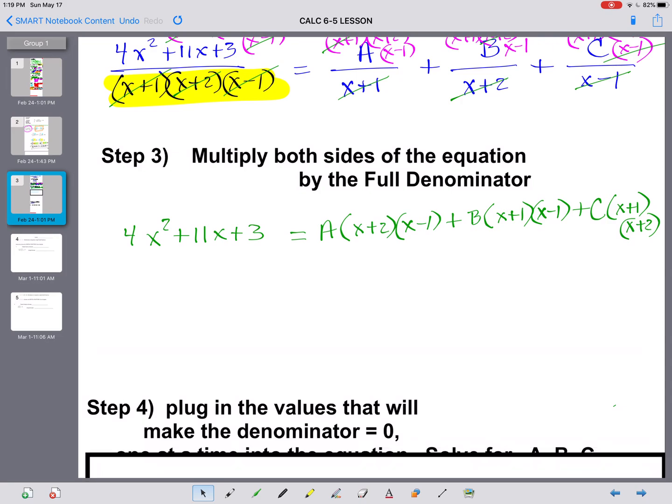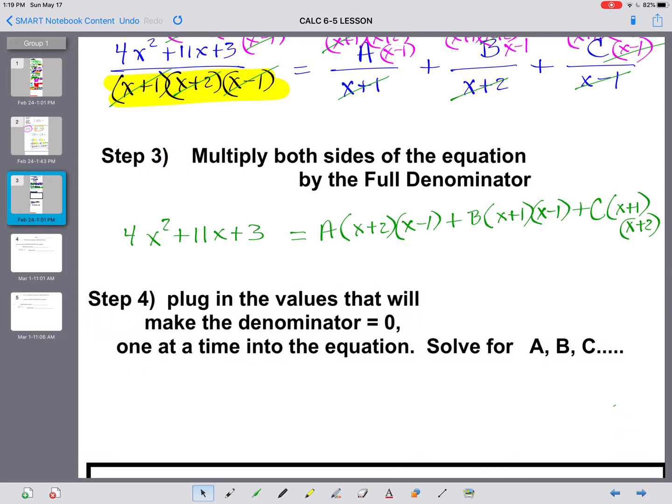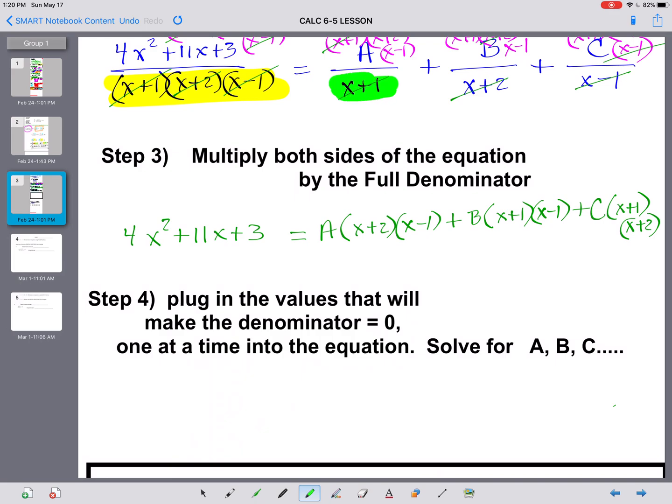Okay, now, here it is. Plug in the values into this equation that will make the denominator 0. Here's the first denominator right here. Let's find what number will make that 0. Okay, here it is. X plus 1 equals 0. Minus 1, oh, there it is. X equals negative 1.